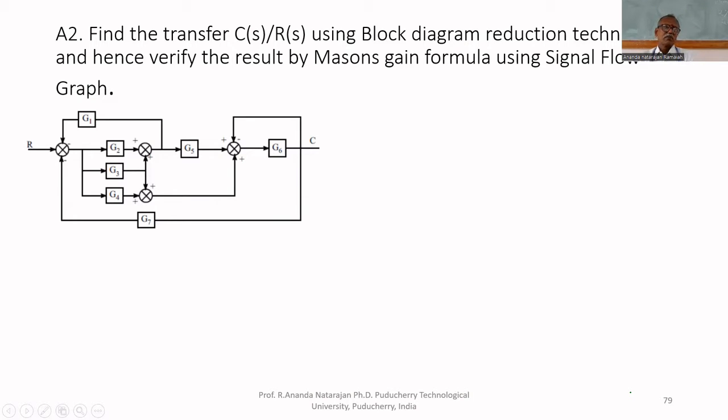Find the transfer function C(s) upon R(s) using block diagram reduction technique. Hence, verify the result by Mason's gain formula using signal flow graph.